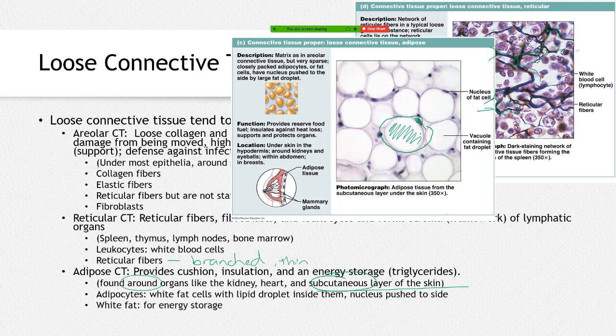And this is specifically for white fat for energy storage, but there is something called brown fat as well. Brown fat is found mostly in infants, and it's not for energy storage per se, but more for heat production, to make more heat for them, because they lose a lot of heat because of their huge heads.